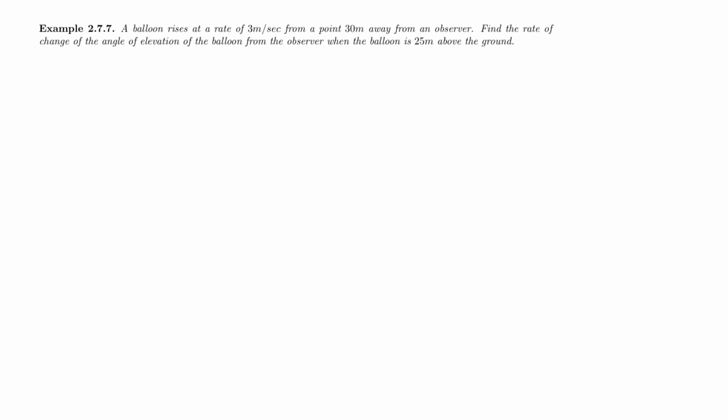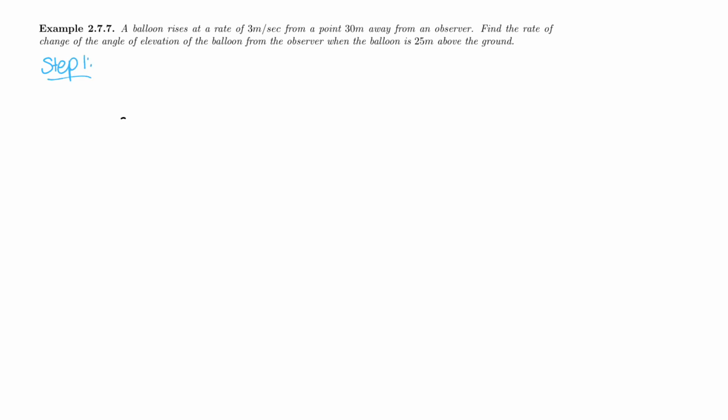So, a balloon rises at a rate of 3 meters per second from a point 30 meters away from an observer. Find the rate of change of the angle of elevation of the balloon from the observer when the balloon is 25 meters above the ground. Pictures.